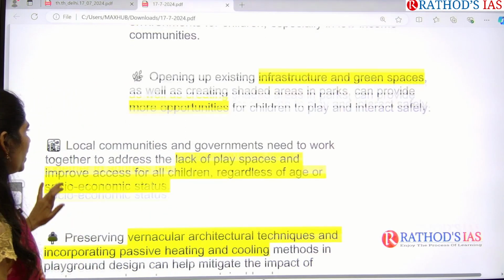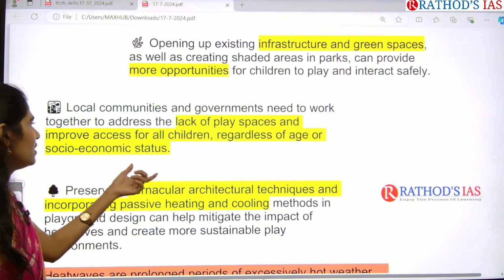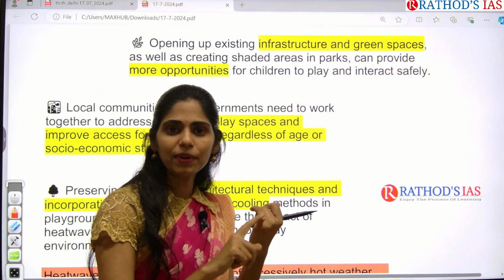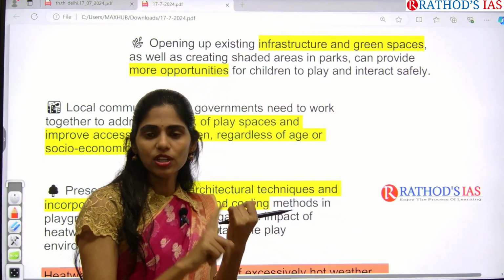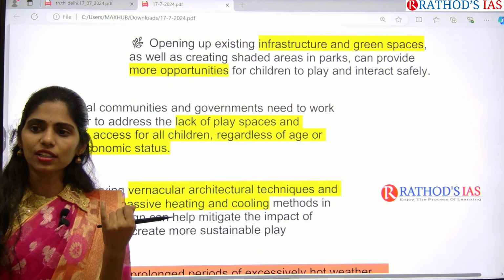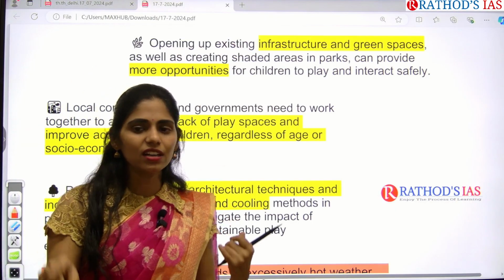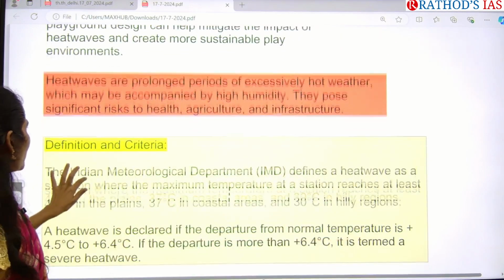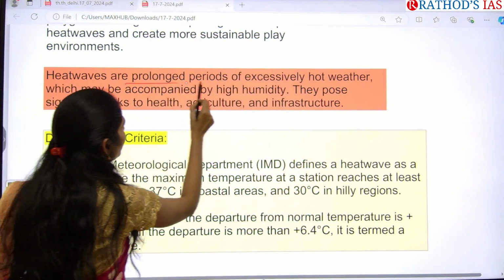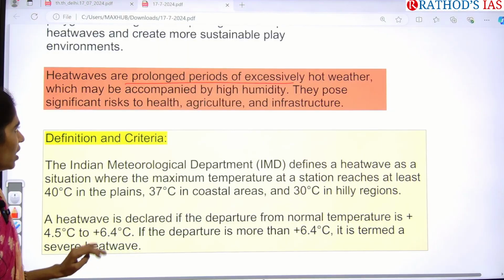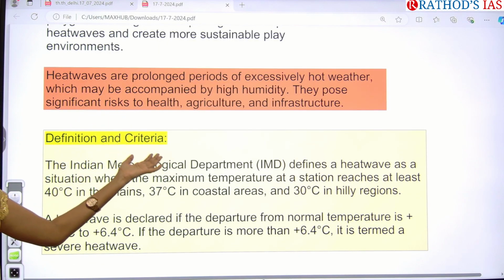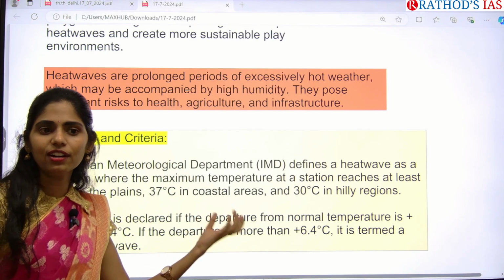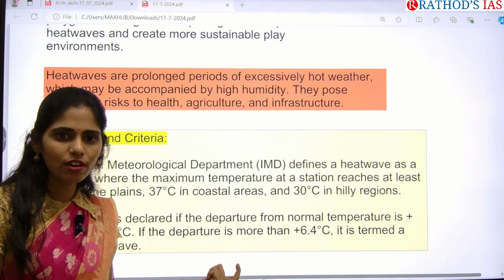Next, whenever there is a lack of play spaces, what happens? There will be an impact on the cognitive development of the children also. That will have a long-term socio-economic impact on the country itself. Okay, so those things are said. And what is a heat wave? A heat wave is nothing but a prolonged period of excessively hot weather. It has an impact on agriculture, health, economy, and infrastructure. Everywhere it will have an impact whenever there is an increase in temperature.